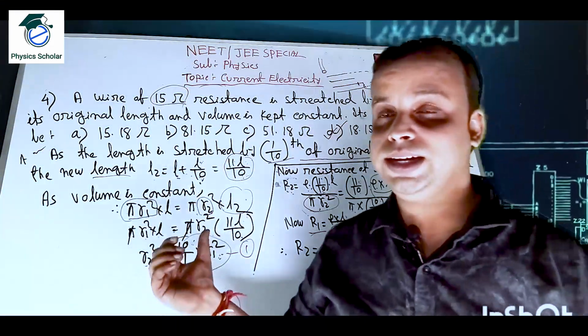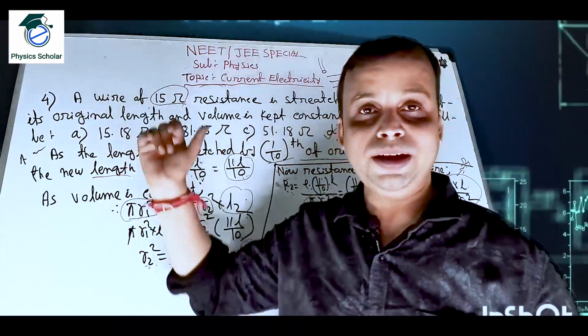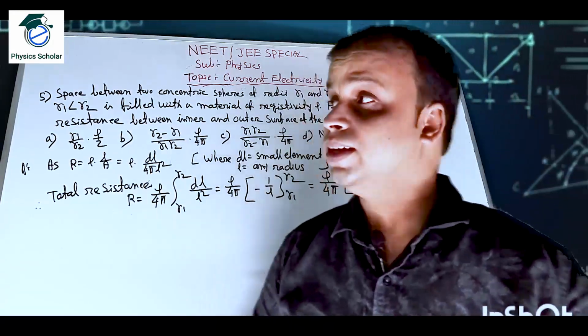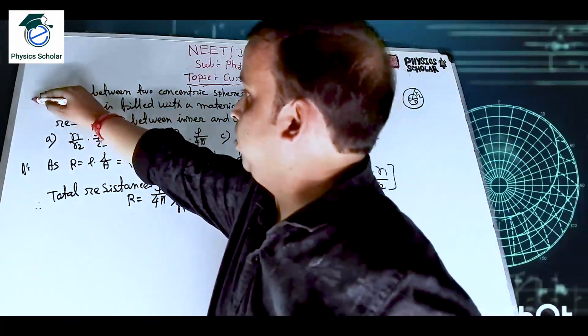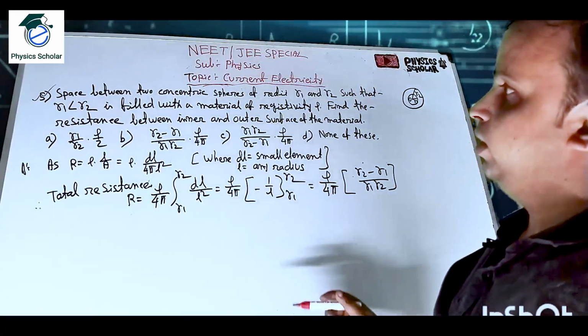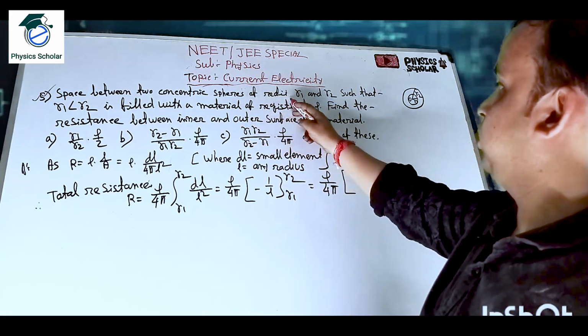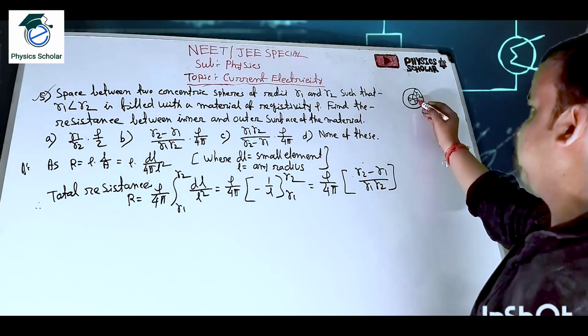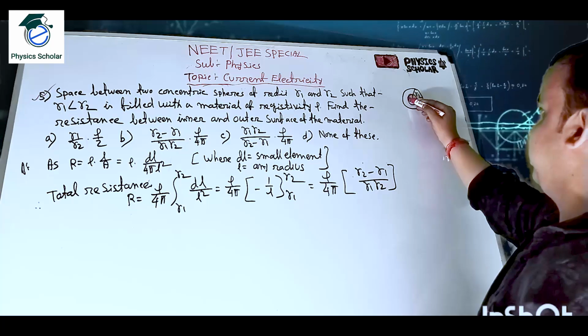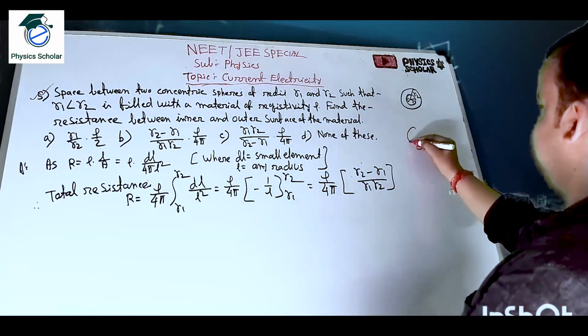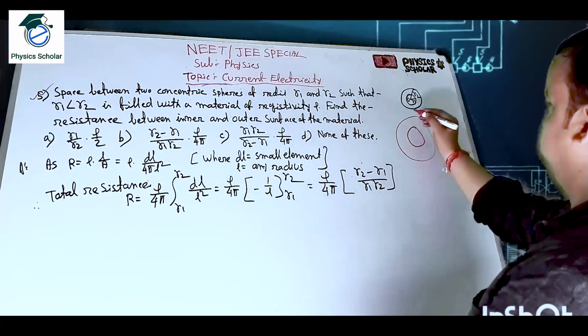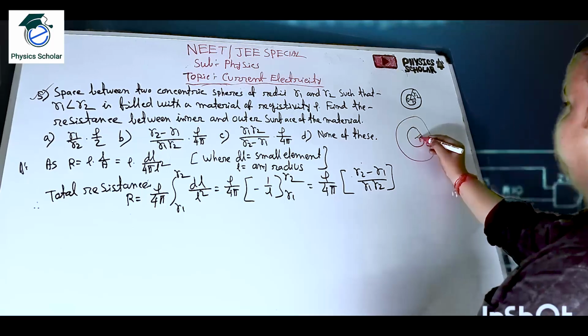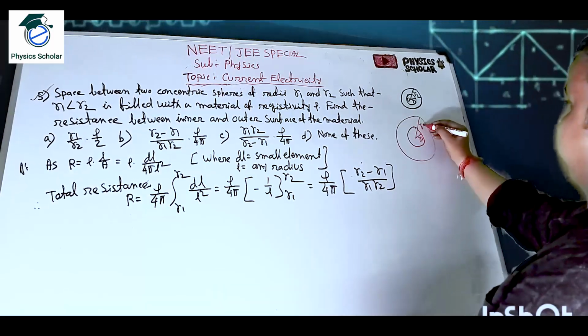Now let us move to problem number 5. A space between concentric spheres of radius. Two concentric spheres are there. This is the inner sphere, its radius is R1. This is the outer sphere, its radius is R2.